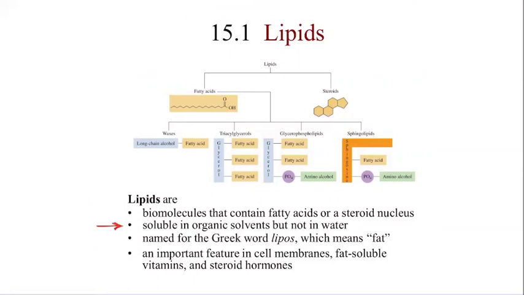Understand that the majority of these lipids are going to be soluble in organic solvents and not water. So that means that the majority of the lipids are going to be non-polar. Now, the word lipid is actually derived from the Greek word lipos, which means fat. And as I mentioned, when we look at the components of an animal cell, we can find these structures in the cell membranes. Today, we are going to see how some vitamins actually have these components, and also steroid hormones.